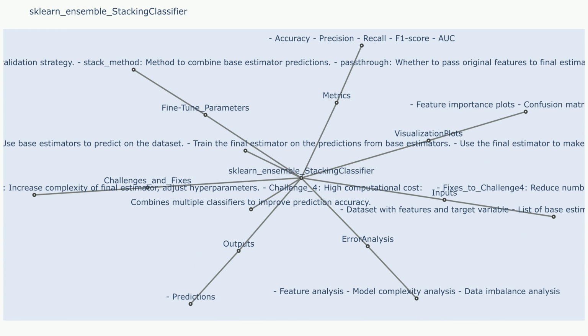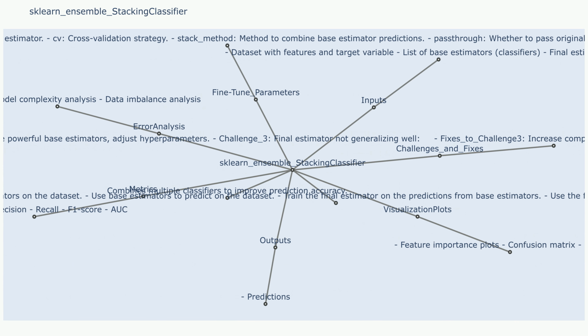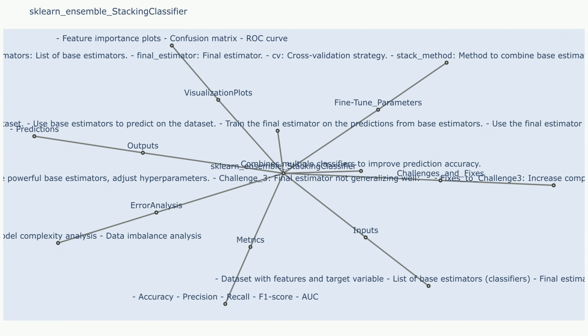Challenges and fixes. Challenge 1: overfitting to base estimator predictions. Sample use case: a stacking model might overfit to the predictions of a single strong base estimator, leading to poor generalization on unseen data. Fixes. Use cross-validation during meta-estimator training to prevent overfitting. Regularize the final estimator to reduce its complexity. Experiment with different base estimators and their hyperparameters.